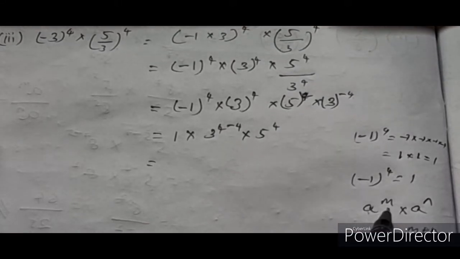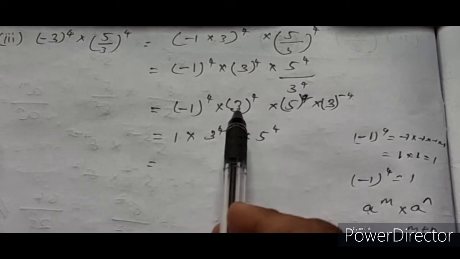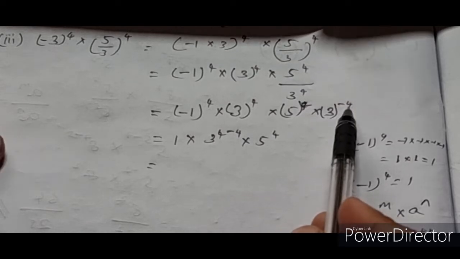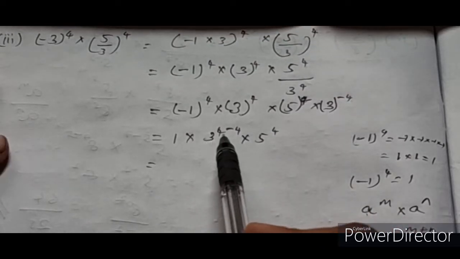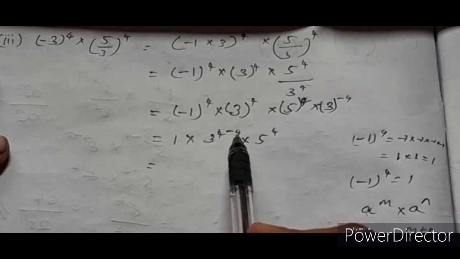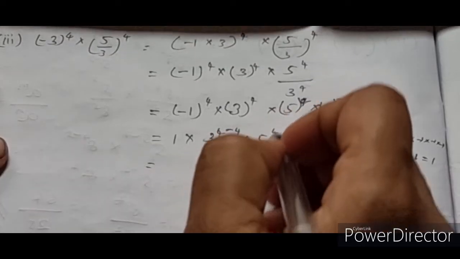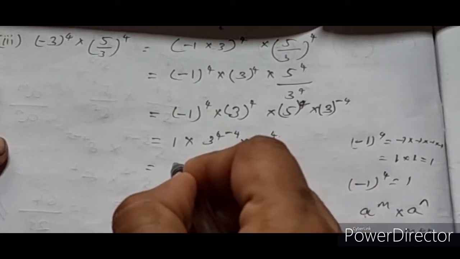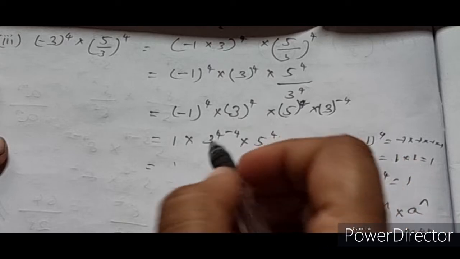So a^m × a^n can be written as a^(m+n). I have 3^4 here and 3^(-4) here. That can be written as 3^(4-4), because minus into plus is minus. Then × 5^4. So 1 into anything is the same thing.